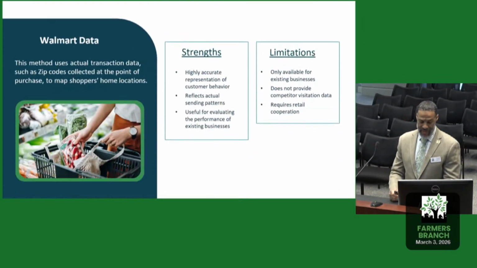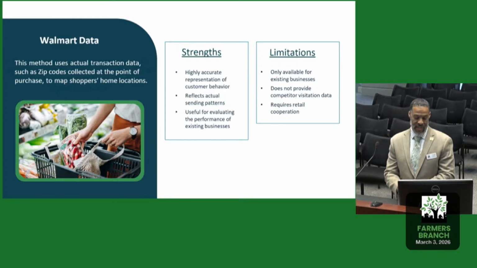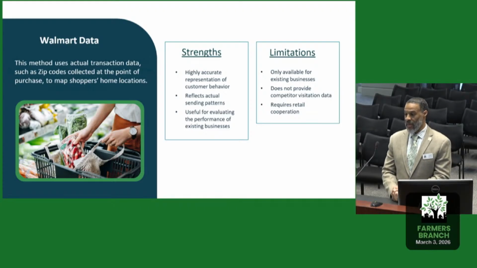When we're looking at the Walmart data, this uses actual transaction data, such as zip codes, and it shows where the point of sale is, and it shows where the shopper's home location is as well. The strength of that is it's highly accurate for customer behavior and where they shop. It reflects the actual spending patterns, and the limitations are that it's only available for existing businesses. And the other thing is that the retailer has to cooperate when we're looking at the Walmart data method. If they don't want to give the information out to us, then we won't have it available.